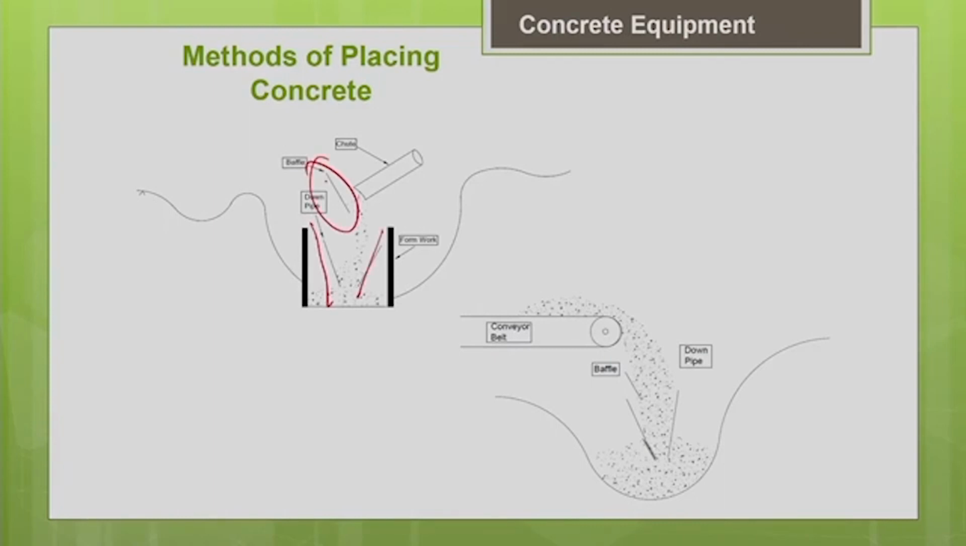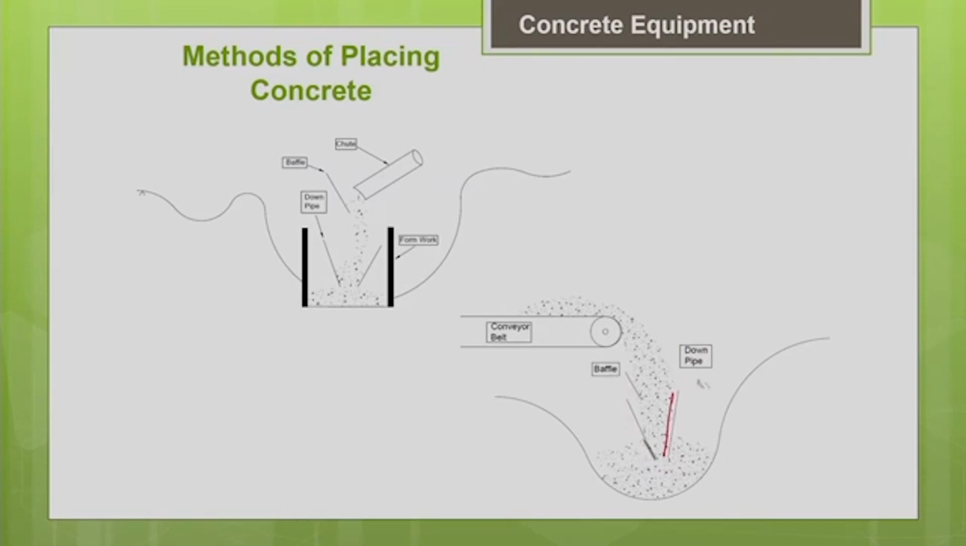Similarly, when you are discharging the concrete from a belt conveyor, as I told you, we should make sure that the end discharge should be vertical. So you should use a vertical drop down pipe with a baffle. This baffle will act like a deflector. You can have a baffle here also. It will help in the uniform flow of concrete into the required formwork without segregation. Okay, so this is your drop down pipe and this is your baffle.